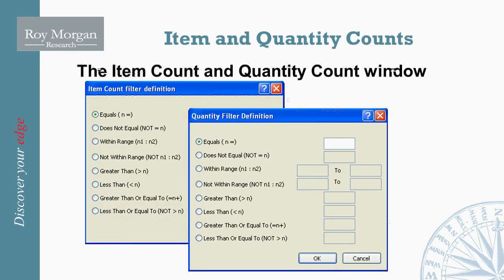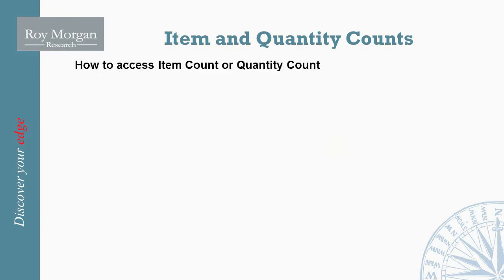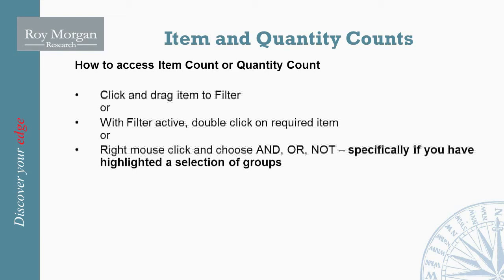This is the dialog box that you're looking for, the item count and the quantity count windows. So how do you access these windows? You can click and drag the variable or the number of groups to the filter area and the dialog box will pop up. Alternatively, if you have the filter area active, you can double click on the required item and again the dialog box will pop up. Finally, right mouse click is very useful. This allows you to choose and or not. And this is specifically if you have highlighted a selection of groups.